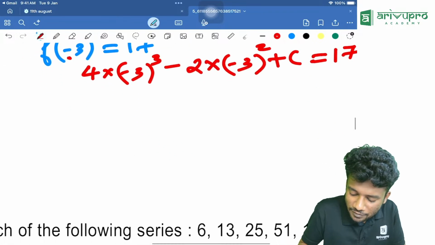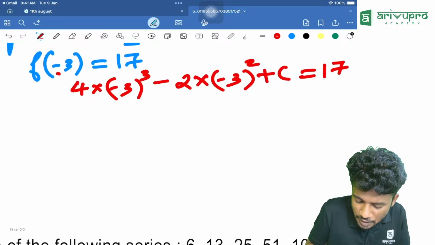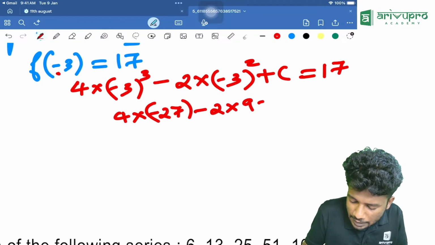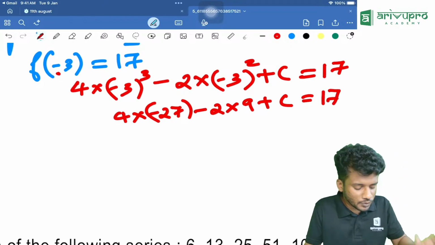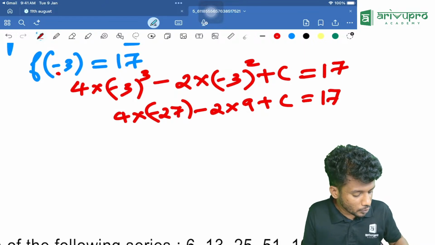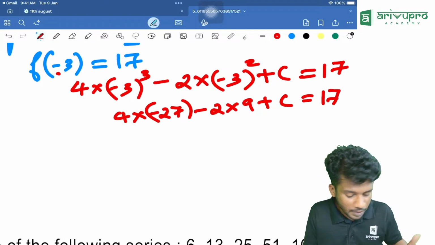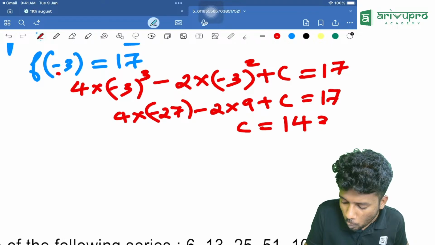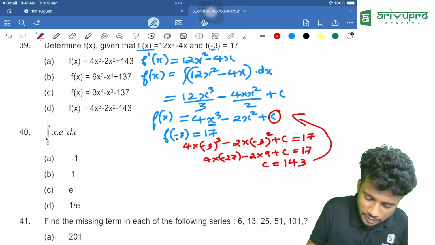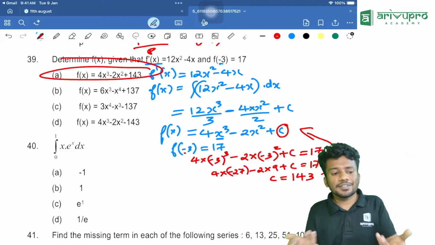From this, we are going to find the value of c. Now c is how much? Done. So 4 into minus 27, then minus 2 into 9 plus c, which is equal to 17. Just use the calculator, people. Clear the memory and find the value of c for me. 17 M plus, then 4 into 27 M plus, then 2 into 9 M plus, then MRC. You are getting the value of c as 143. Now instead of c, you will put what? 143. So the option is what? Option A is your right answer.